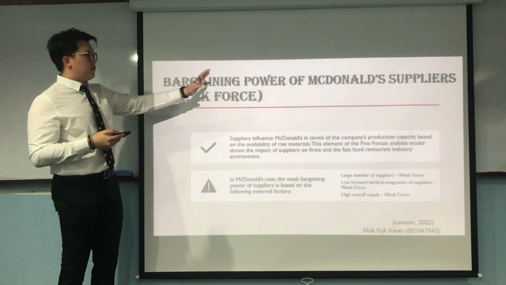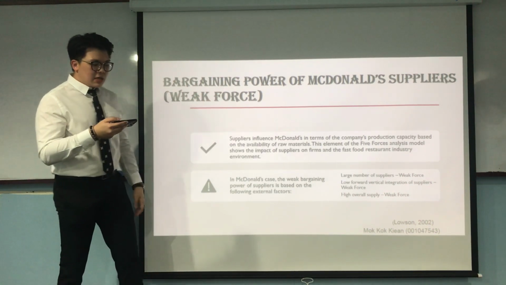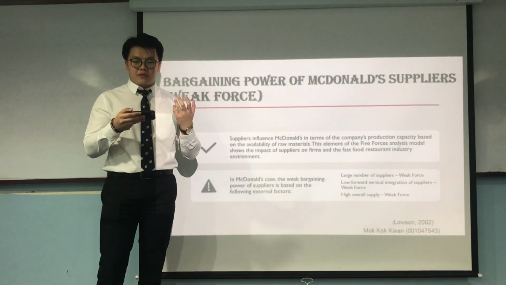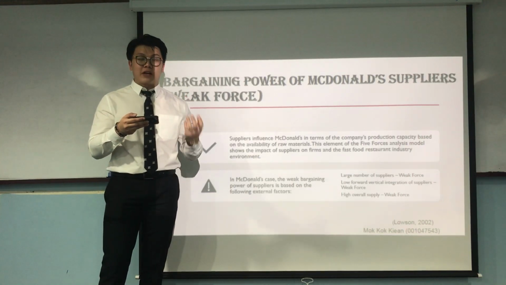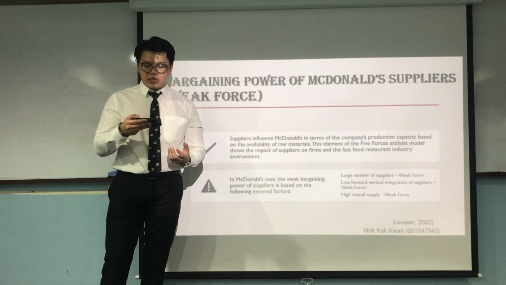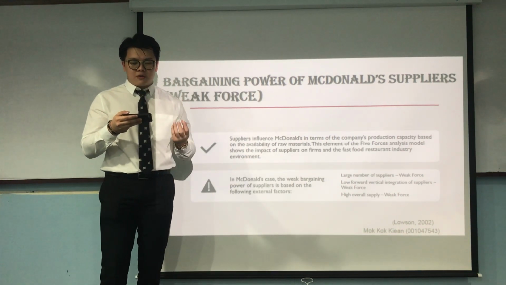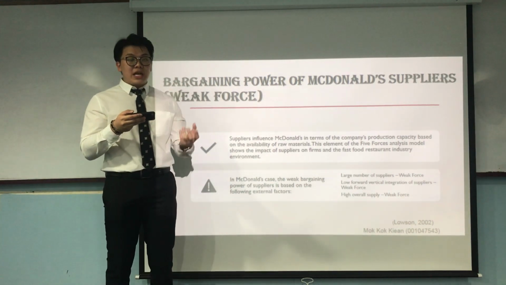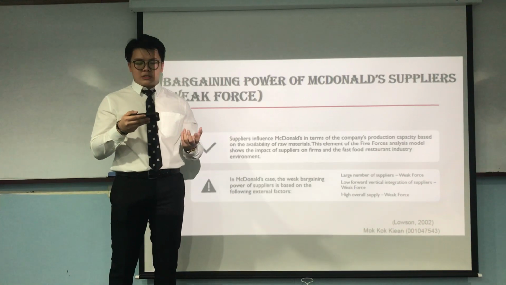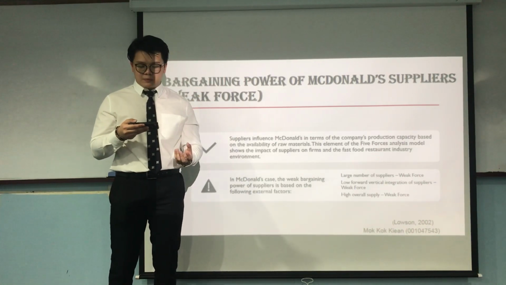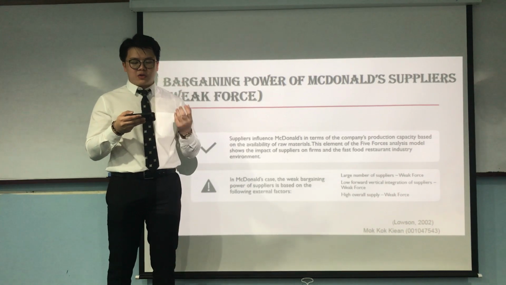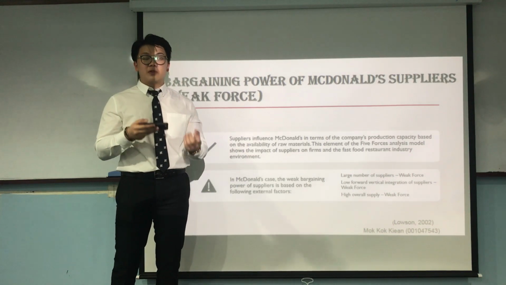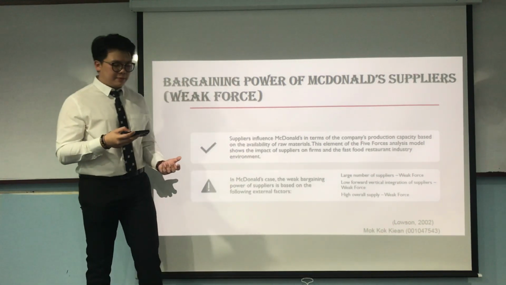The bargaining power of McDonald's suppliers. The large population of the supplier weakens the effect of individual suppliers on McDonald's corporation. This weakness is partly based on the lack of strong regional and global union among the supplier. In addition, most of the McDonald's suppliers are not vertically integrated. This means that they do not control the distribution network that transport their product to the firms like McDonald's. So next slide.